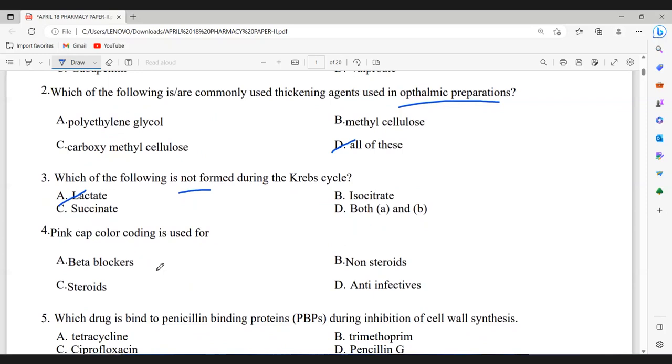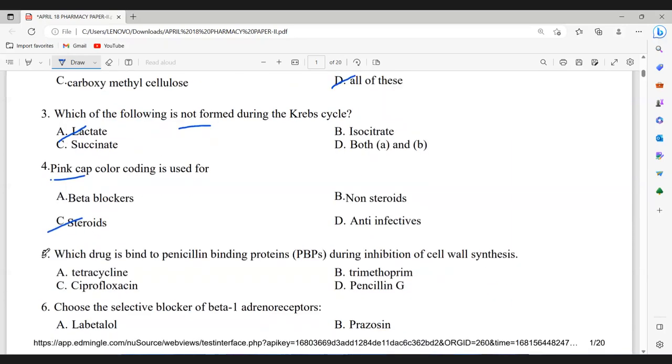Then fourth, pink color cap coating is used for. Even this is also a direct question, that is used for steroids. Whatever steroids we are using in anti-inflammatory medications, for that we'll use pink color cap.